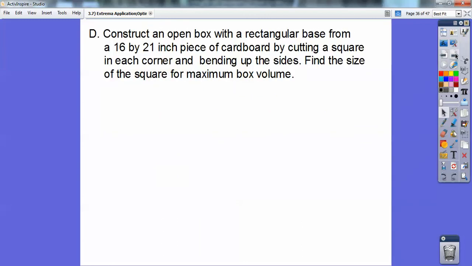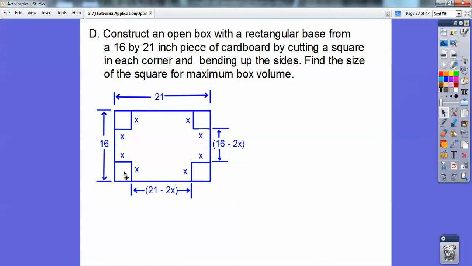Okay, so construct an open box with a rectangular base from a 16 by 21 inch piece of cardboard by cutting out squares in each corner and bending up the sides. Find the size of the square that'll give us maximum volume. Okay, so here's a picture right there. Okay, so my cardboard is 16 by 21. Okay, and I'm going to cut out a little square, an x by x square on each corner right there.